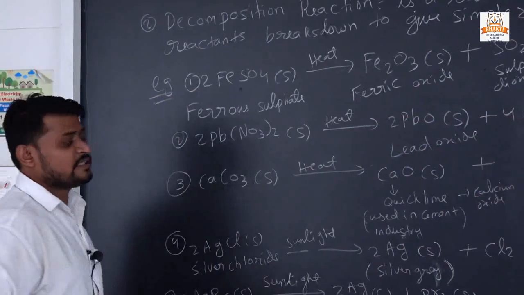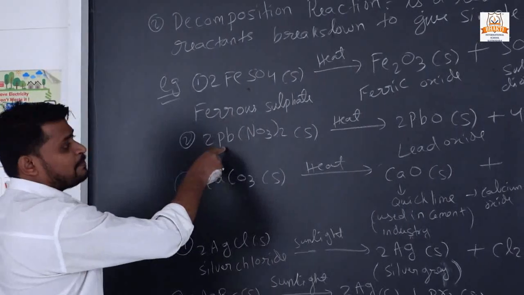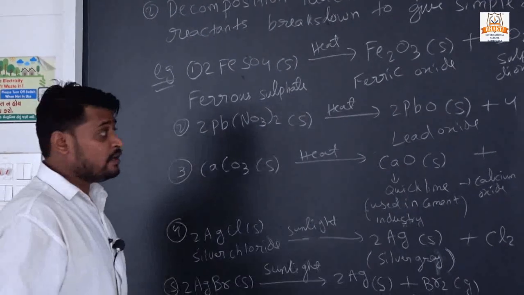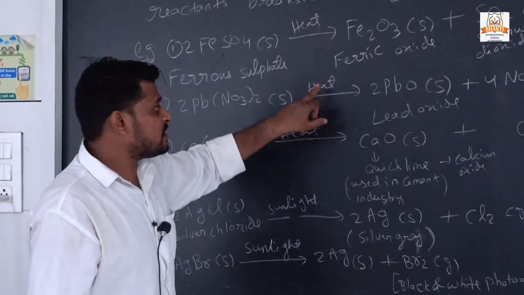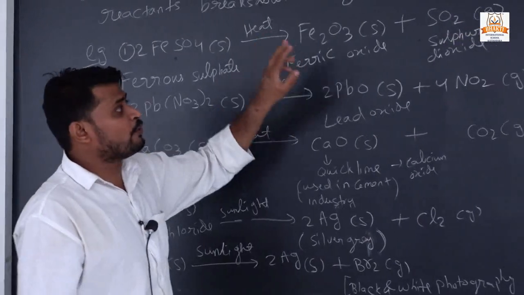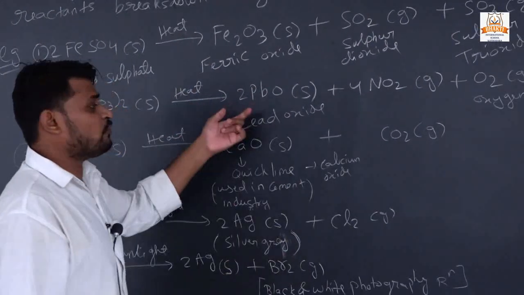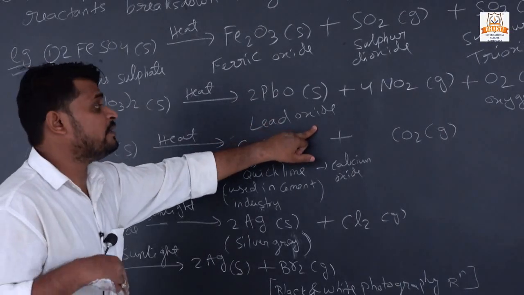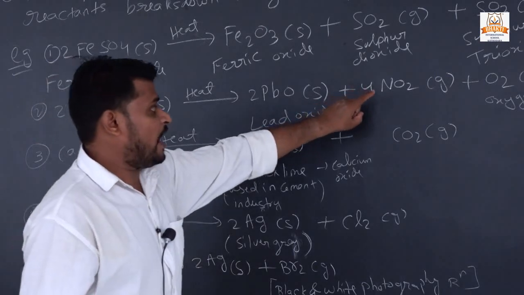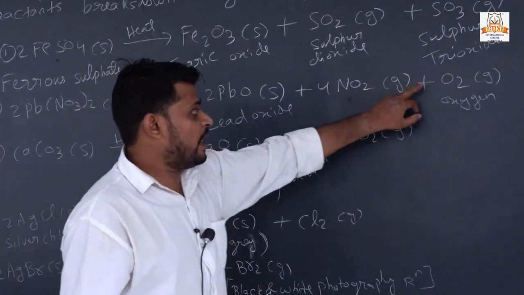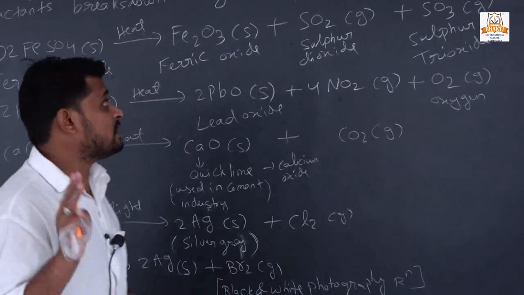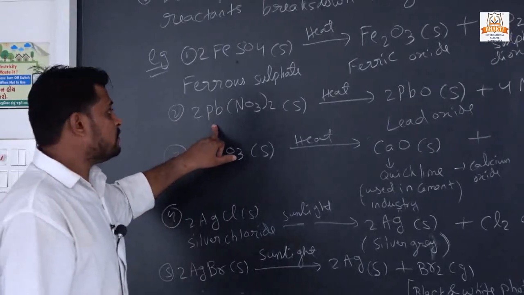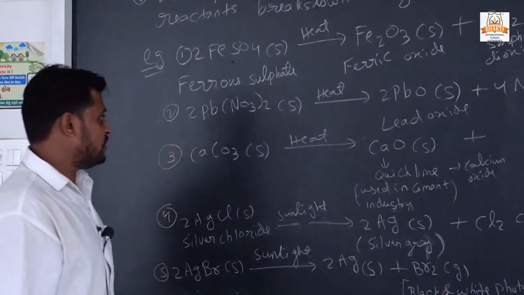Now here is the second example. Here Pb means plumbic, and it is also called lead. Lead nitrate, when we provide heat, will also break down into simpler products. And what are those simpler products? PbO, lead oxide, which we also call plumbic oxide, NO2, nitrogen dioxide, and O2, oxygen. These three simpler products we get when we heat the compound Pb(NO3)2.